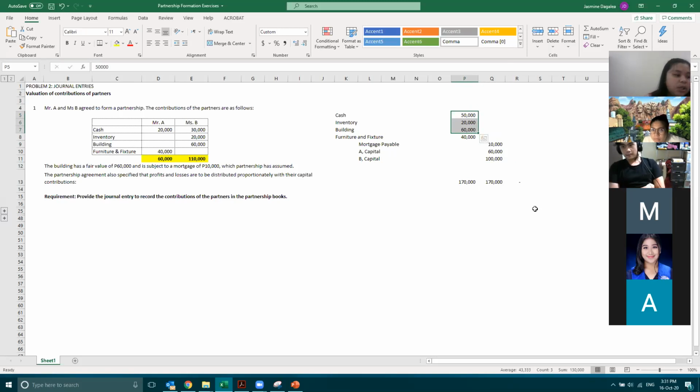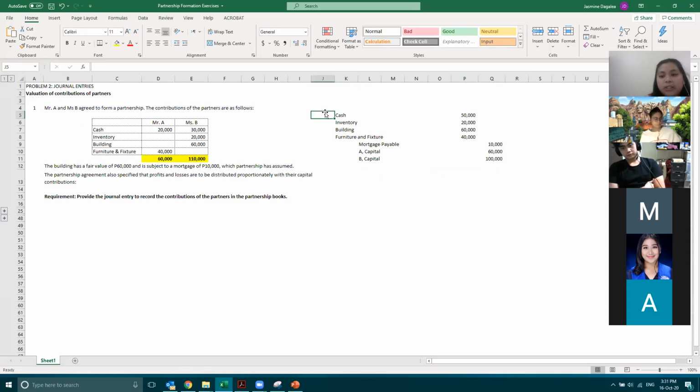So, ito yung journal entry nyo. This is your answer sa problem number 1. So, wag niyong kalimutan yung date, pag given yung date, tsaka yung explanation. Report. Kasi part yan, binibigyan ko yan ng points for effort. Okay?